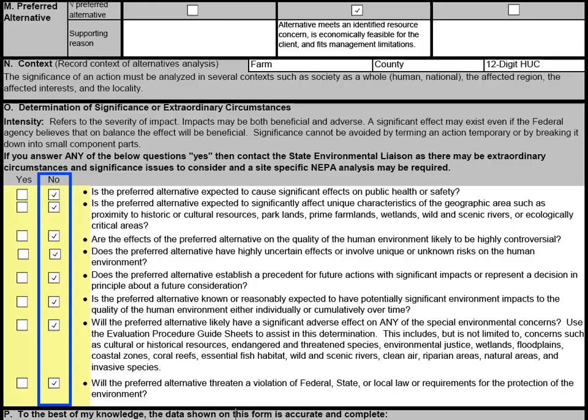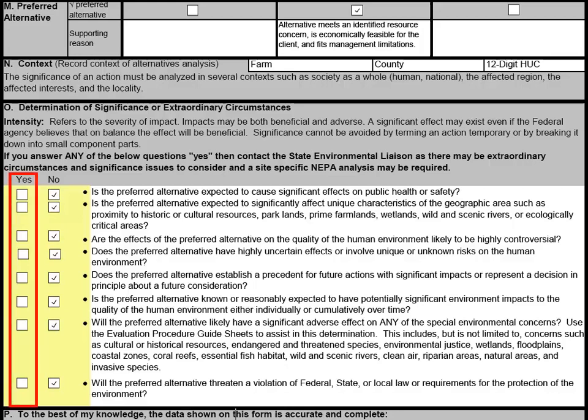The absence of any extraordinary circumstances means that the actions can proceed without the preparation of an environmental assessment as long as the planned actions are all covered by categorical exclusions or the action is tiered to an existing NRCS-NEPA document. However, if any of the questions in Section O have been answered yes, then the State Environmental Liaison would have to be contacted to help determine whether a site-specific NEPA analysis might be required.